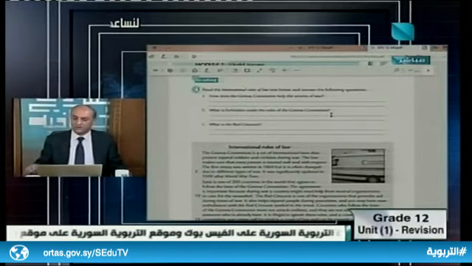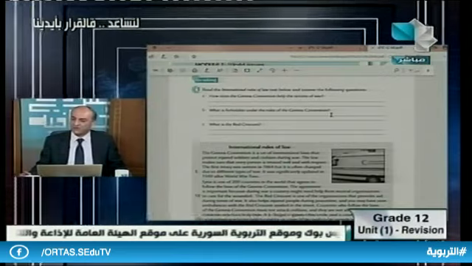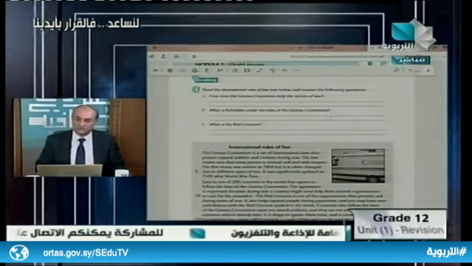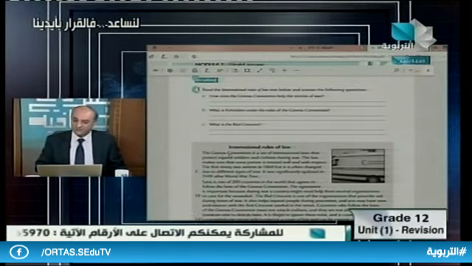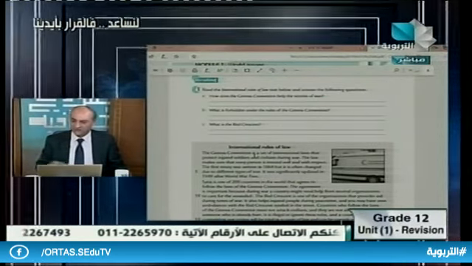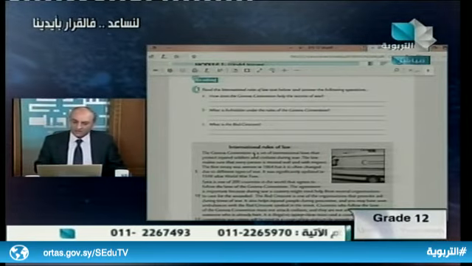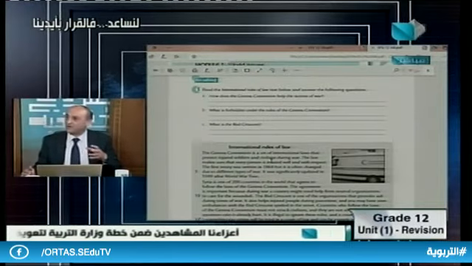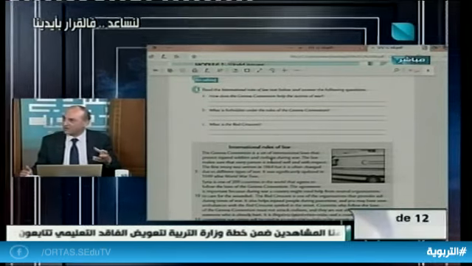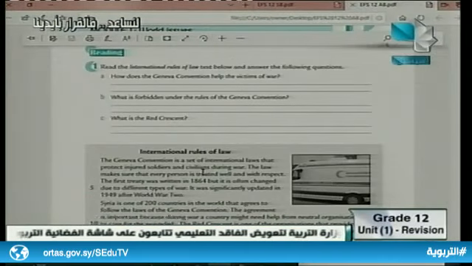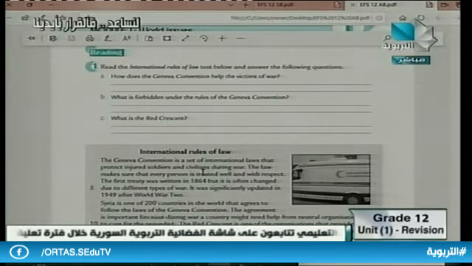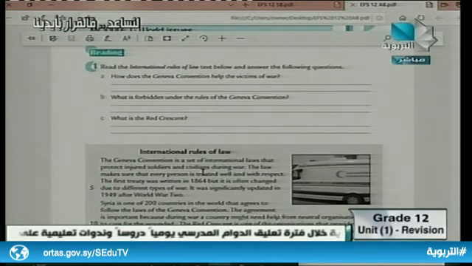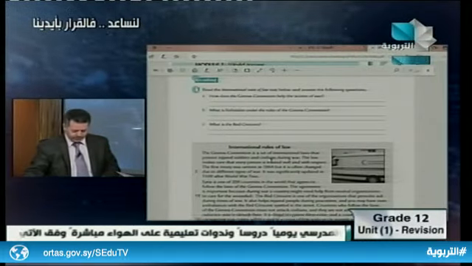The title of the text is International Rules of Law. Here, the first sentence, dear students, as you can see: the Geneva Convention is a set of international laws that protect injured soldiers and civilians during war. So it is about a convention which is called the Geneva Convention. What is the Geneva Convention, Mr. Mazen? Yes, it is a set of international laws that protect injured soldiers and civilians during war. Thank you very much.